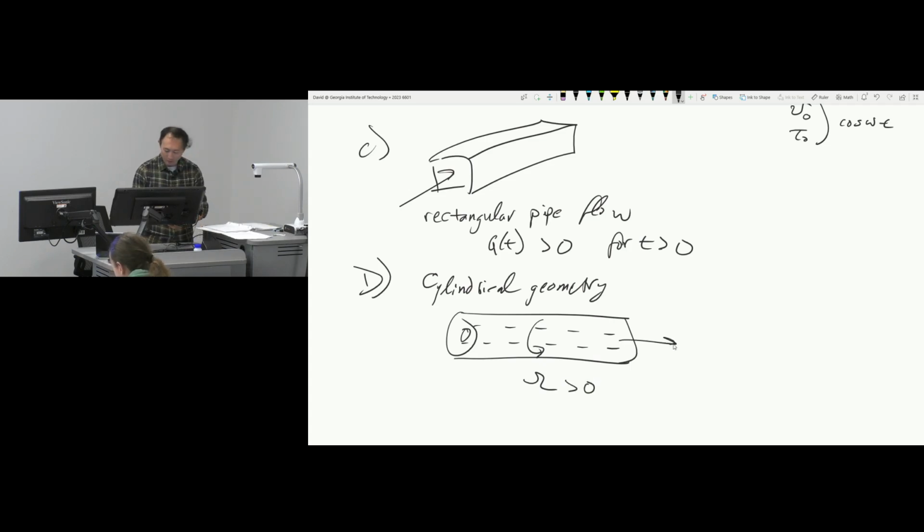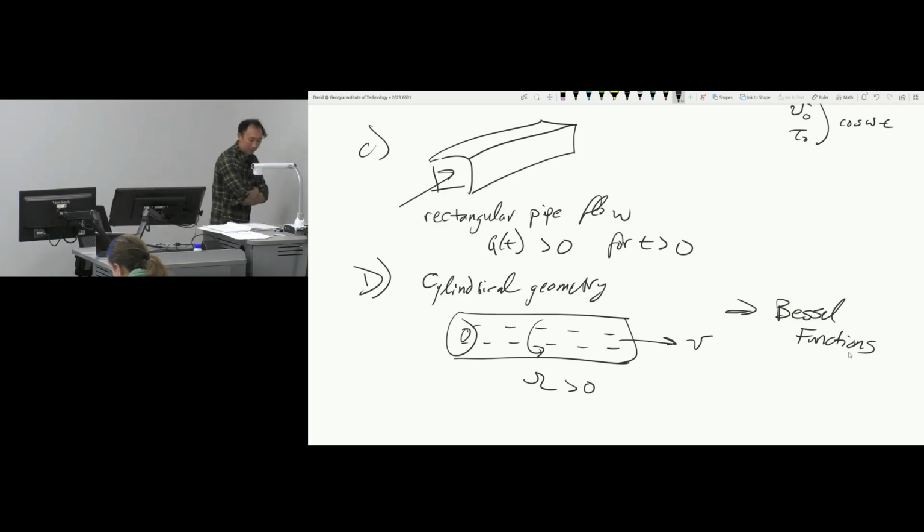You could also have a simultaneous velocity going through here. And these lead to what are called Bessel functions. The one we did in class led to the error function. The Bessel function is another solution to our differential equation.